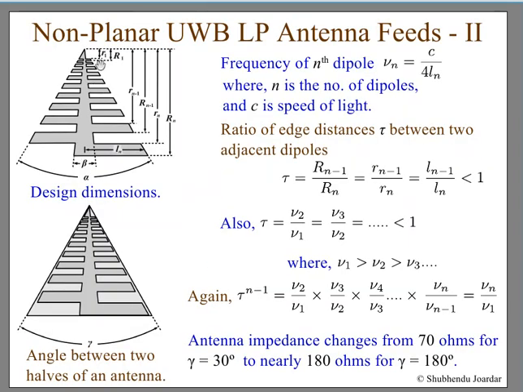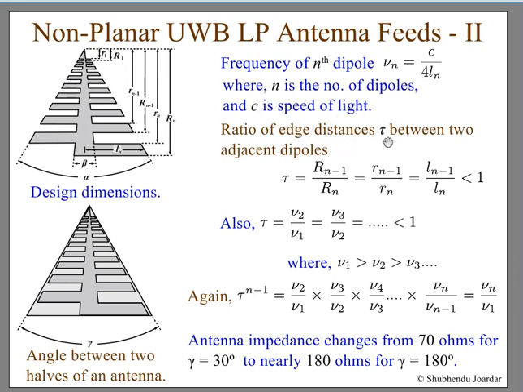Now if you see this one, the same kind of relationship exists here also. Maybe one or two things we have added here. So these are the Rn and Rn plus 1 and all those things here. There is something called the width of this. So the frequency of the nth dipole is given as c by 4 Ln. Ln is this one. So this is actually a quarter wavelength. So that is why 4 Ln. So that will give you the frequency, where n is the number of dipoles and c is the speed of light.